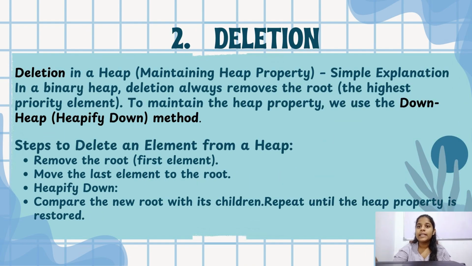In a binary heap, deletion always removes the root, the highest priority element. To maintain the heap property, we use the heapify down method as we discussed earlier. Steps to delete an element from a heap. First, remove the root, the first element. Second, move the last element to the root. Then we do the heapify down: compare the new root with its children and swap with the smallest or largest child if needed. Repeat until the heap property is restored.